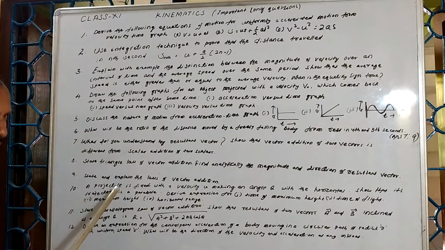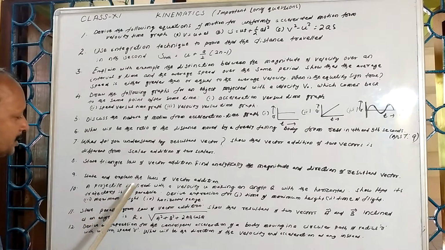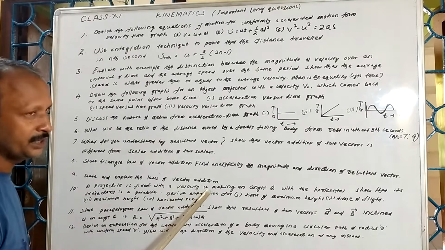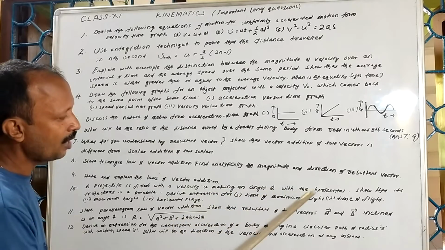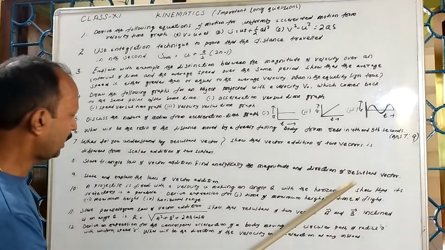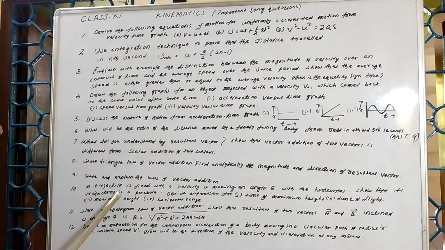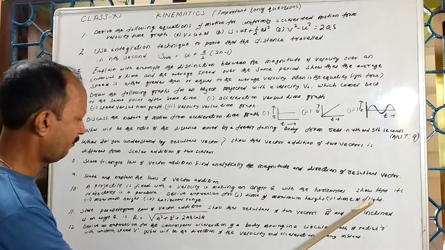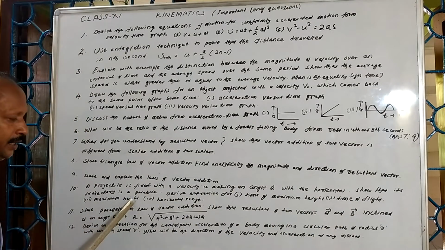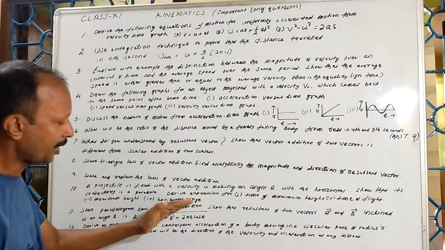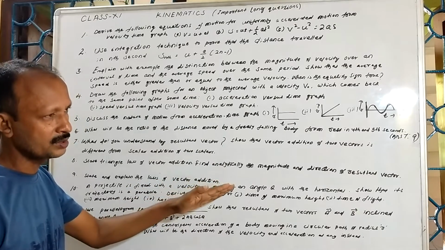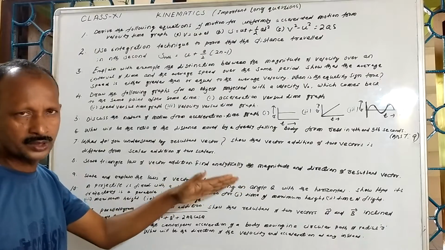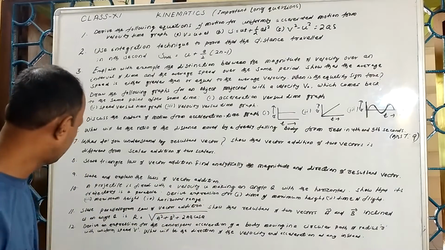10th one. This is very, very important. A projectile is fired with a velocity u, making an angle theta with the horizontal, so that its trajectory, its path, is a parabola. Derive expressions for time of maximum height, time of flight, maximum height and horizontal range. This is one of the very important questions. These questions may also come in the form of short questions and applications.